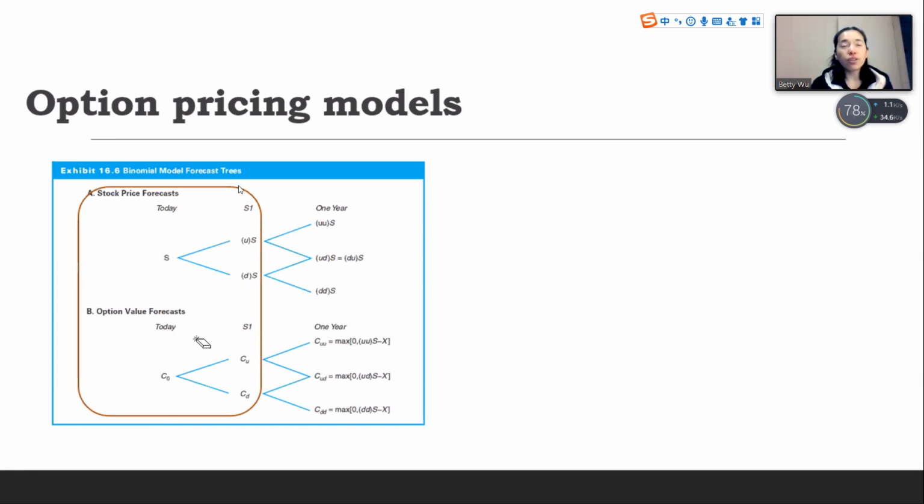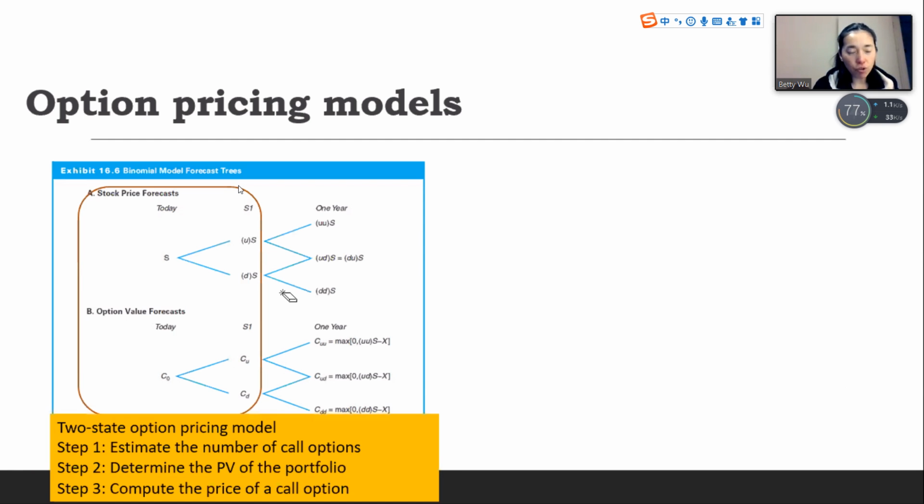All right, so this is a very typical binomial model forecast tree. In the lecture notes, it starts with a very simple two-state, two-period option pricing model. So we say two states, up or down, and two periods, only today and the next period. That's the example you see in the lecture notes, okay? And the exercise follows 3 steps: estimate the number of call options that you need to write, and determine the present value of the portfolio. In the end, you can calculate the price of the call option. Following the 3 steps, usually you start from here and go backward, using backward induction, and then you can get this call price.